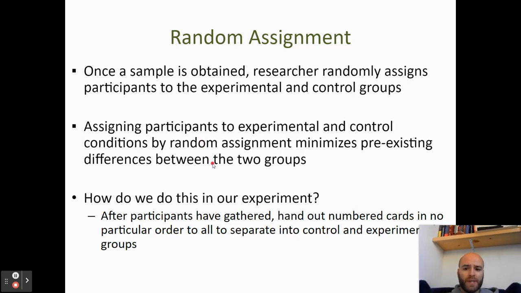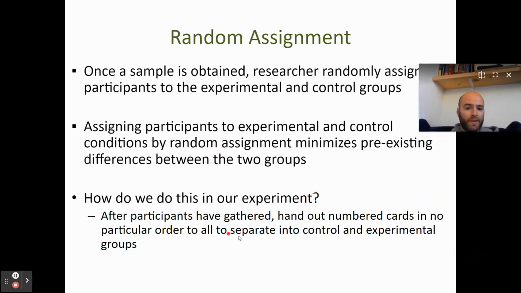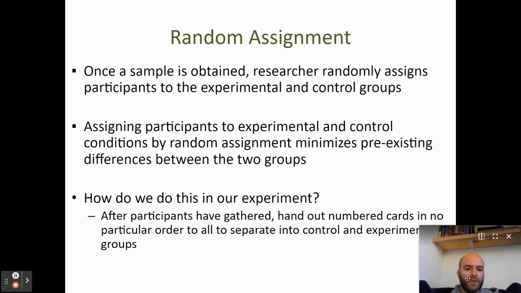So how do we randomly assign in our experiment? Well, after participants have gathered, we could just hand out numbered cards in no particular order to separate them into control and experimental groups. Obviously, we don't tell them, here's the card for the control group, or here's the card for the experimental group. You might just say group A, group B, randomly given those cards to make sure that there's no bias in choosing who's in what group.